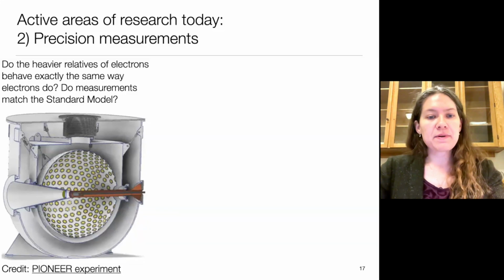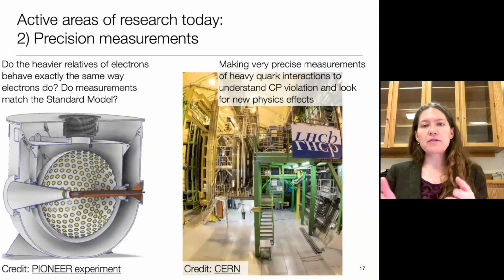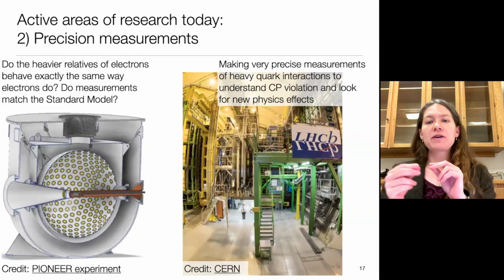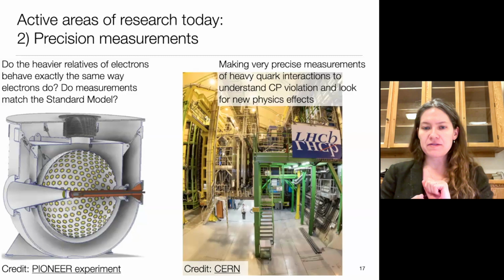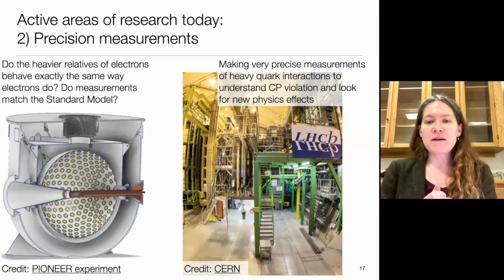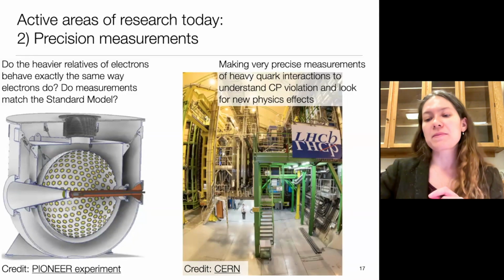This is an example of an experiment that's being built right now to do that. The PIONEER experiment will study that question. Another thing you can do is make very precise measurements of the interactions of heavy quarks to try to understand CP violation and look for new physics effects that could tell us where the rest of the antimatter went. The LHCb experiment at CERN is one of the experiments dedicated to solving these problems and is really specifically good at these quark measurements.